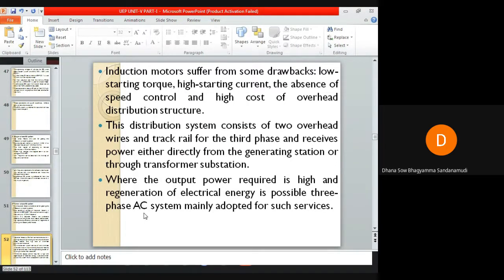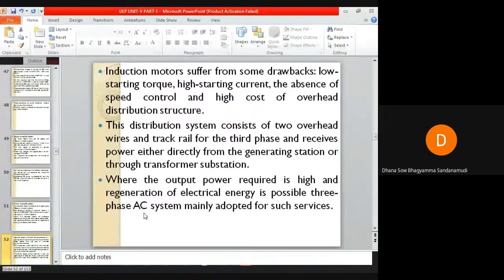The distribution system consists of two overhead wires and the track rail for the third phase, and receives power either directly from the generating station or through the transformer substation. So the distribution system which gives supply to this three-phase induction motor consists of two overhead wires and a track rail for the third phase, and it receives power either directly from the generating station or through the transformer substation.